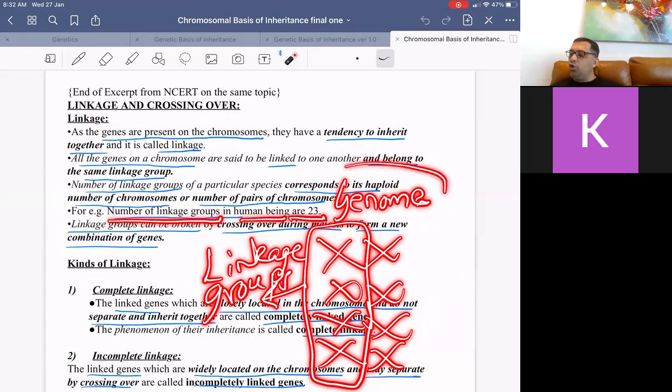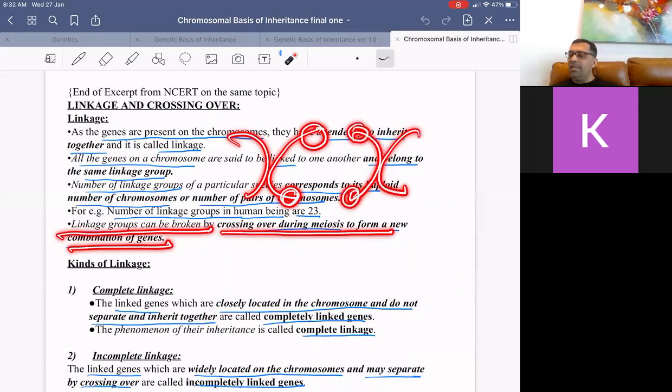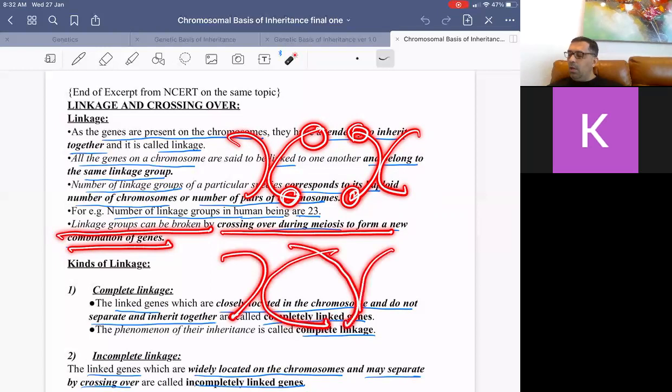Linkage groups can be broken by crossing over during meiosis to form a new combination of genes. Suppose this is linked genes found on the same chromosome. Then do we remember during pachytene, the non-sister chromatids of homologous chromosomes will exchange genes.